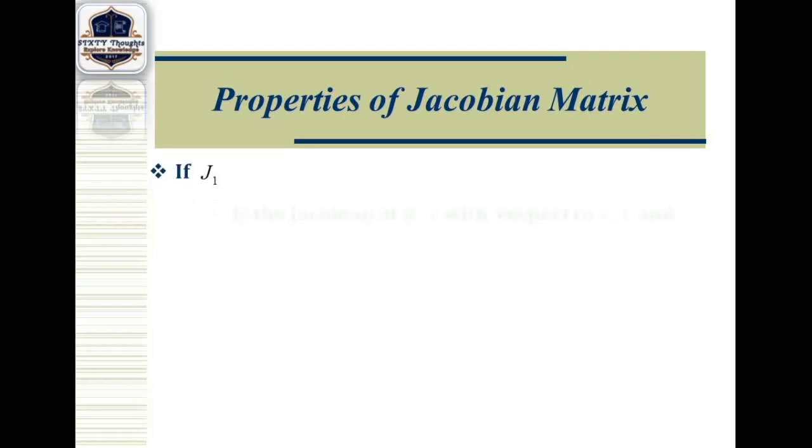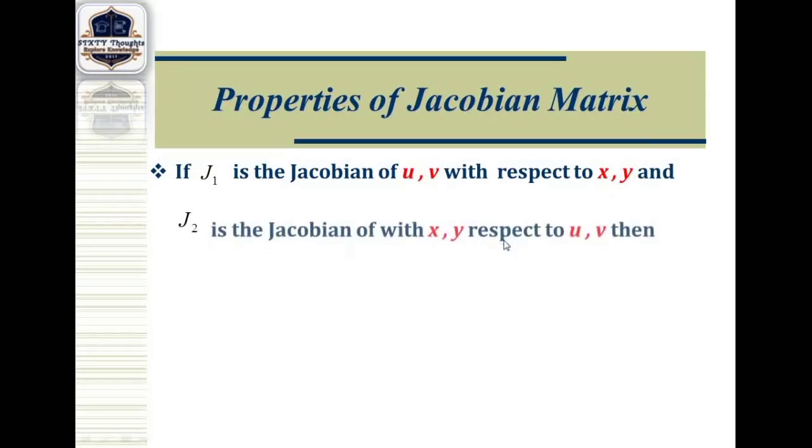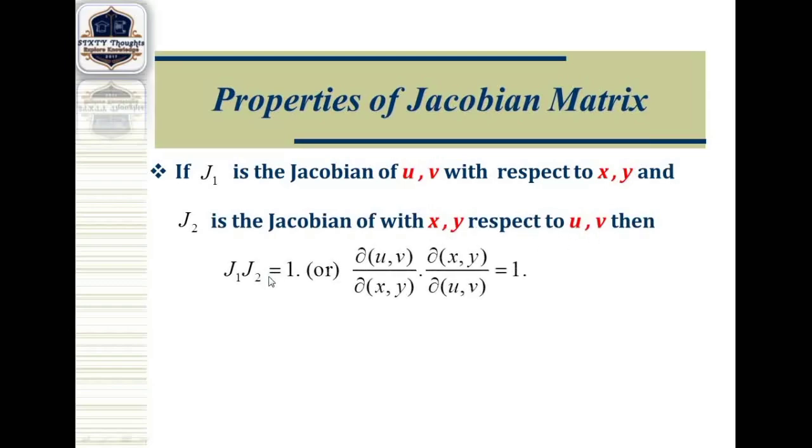If J1 is the Jacobian matrix of u, v with respect to x, y and J2 is the Jacobian matrix of x, y with respect to u, v, then we can write J1 into J2 equal to 1. Otherwise, we can say that dou(u, v) by dou(x, y) into dou(x, y) by dou(u, v) is equal to 1. Okay, let us see the second property.